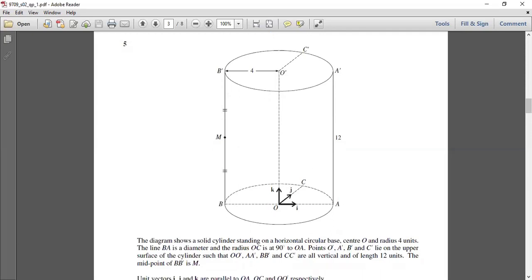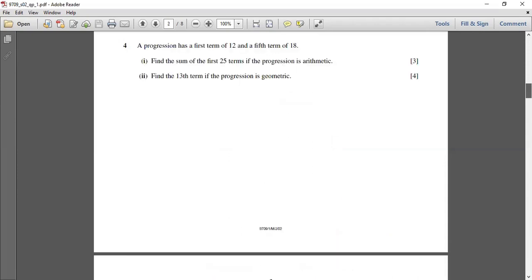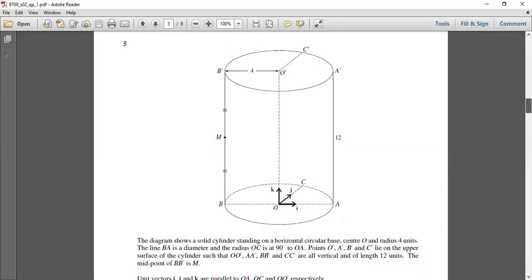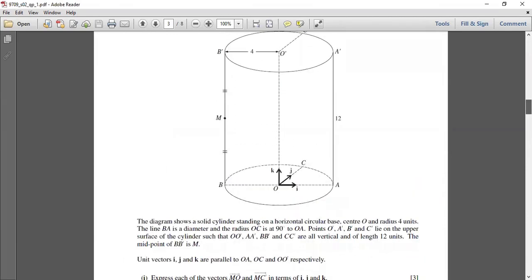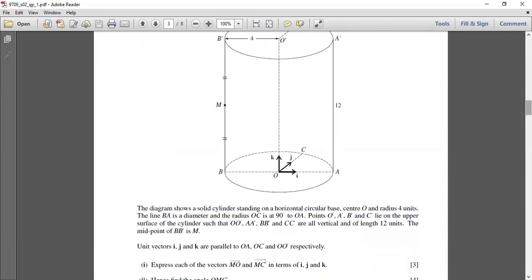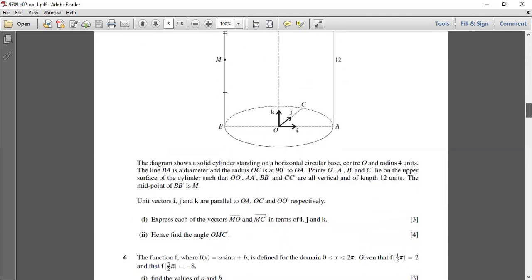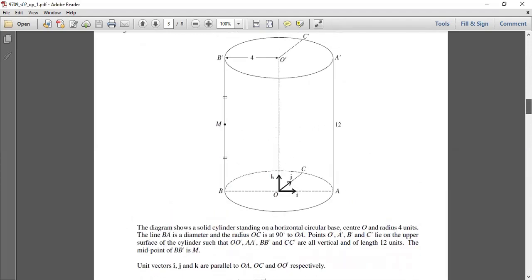Okay, let's begin with number 5 today. This A-level paper, this past year. Then 709. Here we have a diagram which shows a solid cylinder standing on a horizontal circular base with center O and radius 4 units. Then BA is a diameter.